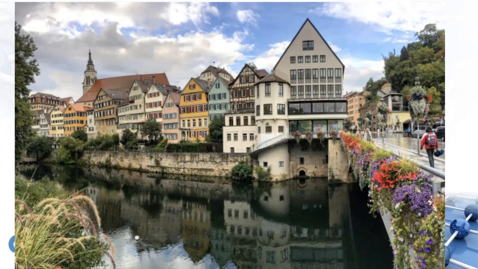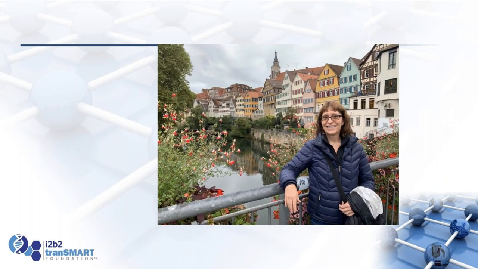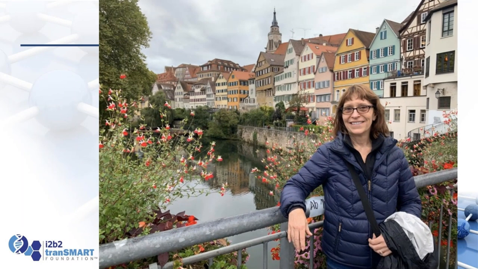This was one of the pictures that we had found of Tubingen, and I know that Diane was quite anxious that it really was this beautiful when she got there. And sure enough, she found right around the corner from her hotel room that exact bridge with all the flowers and everything. So she was delighted to be able to actually see the same location there.